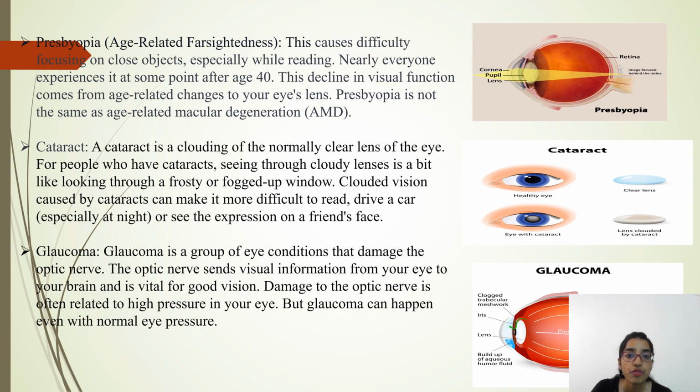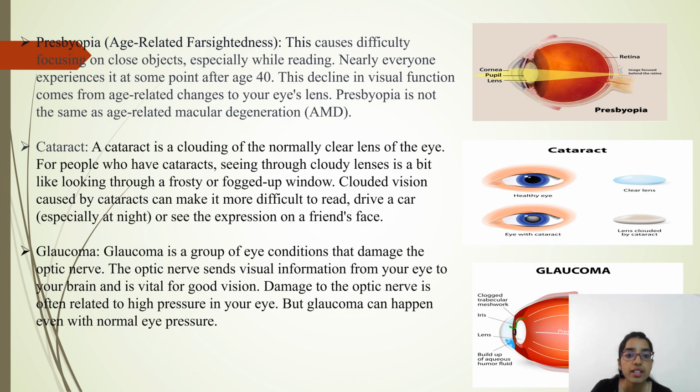Presbyopia, age-related farsightedness. This causes difficulty focusing on close objects, especially while reading. Nearly everyone experiences it at some point after age 40. This decline in visual function comes from age-related changes to your eye's lens. Presbyopia is not the same as age-related macular degeneration, AMD.